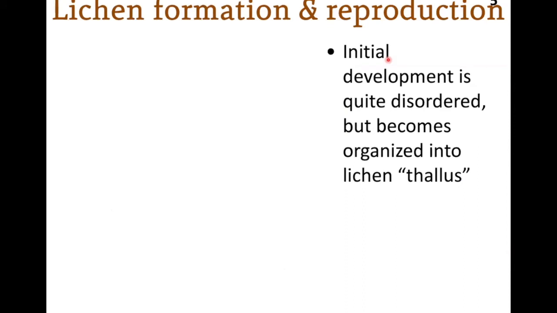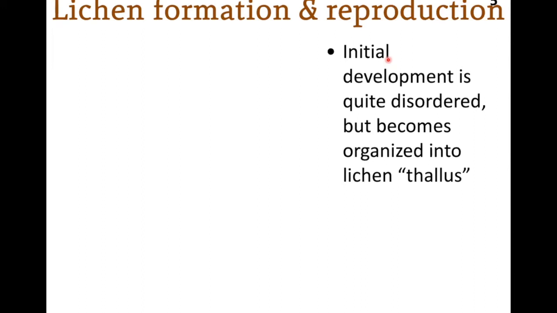And so under slide number 5, lichen formation and reproduction, continuing on with this. As I said, the initial development is quite disordered. There's not really much in the way of organized morphology early on, but it then becomes very organized into what we call a lichen thallus. This word you may have come across before in the course. In fact, I think I talked about it when I did Marge's lecture.